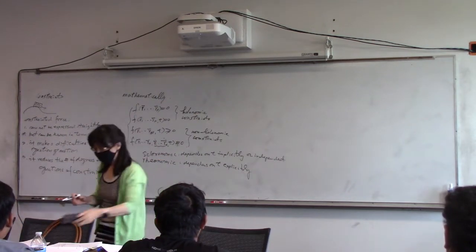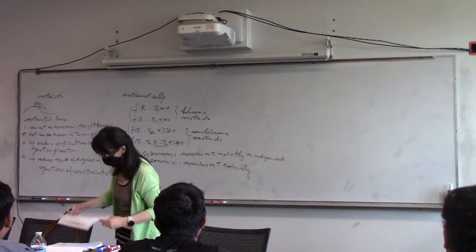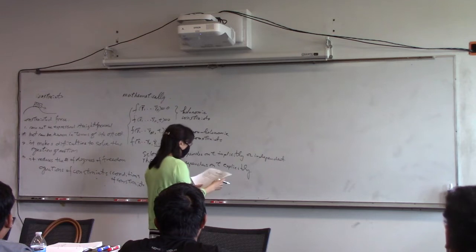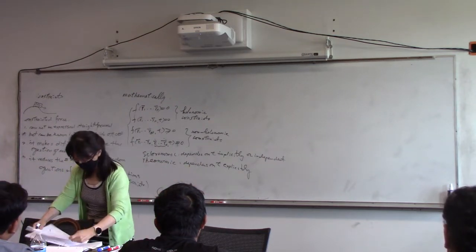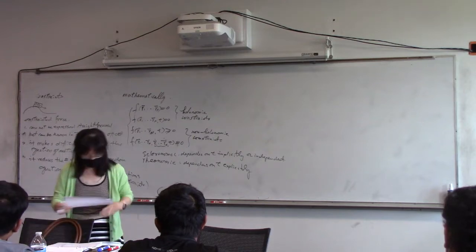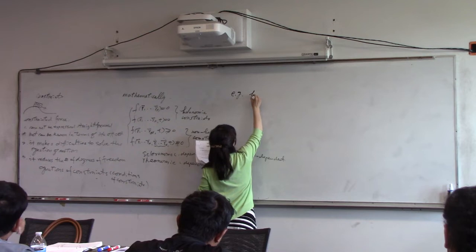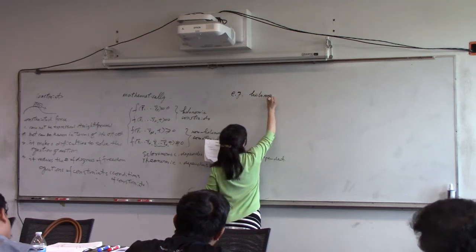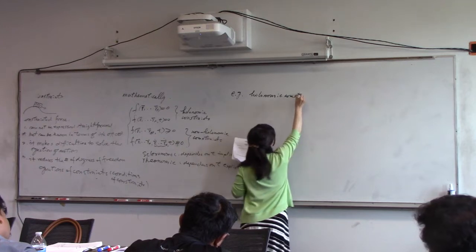So now let's do some examples and see how we can understand this constraint, in particular how to write down the constraint, right? So let's first study this example of holonomic constraint.